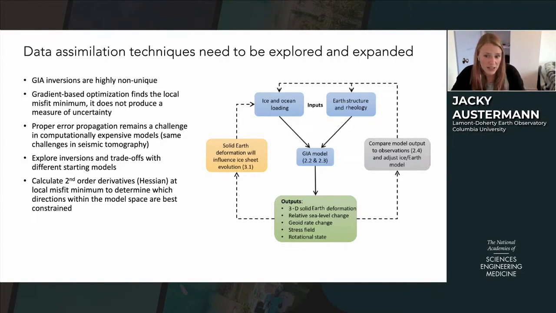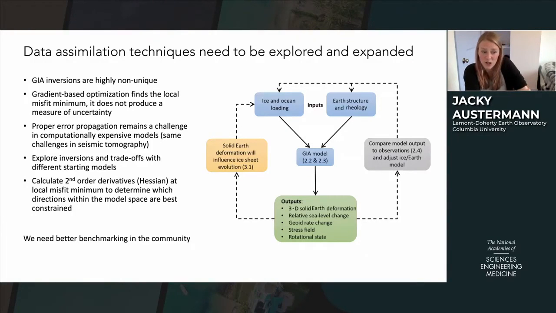The drawback, there are a lot of advantages to the approach that I described to you. Drawbacks are that we find a local minimum. That means we find one possible solution. We don't actually get a good sense of uncertainty. This is a problem not unique to this community, but to the seismic community, to the geodynamics community, and there are approaches out there, and actually, working together across the solid earth sciences, I think we can learn a lot from each other here.